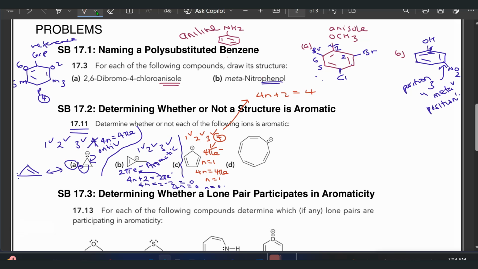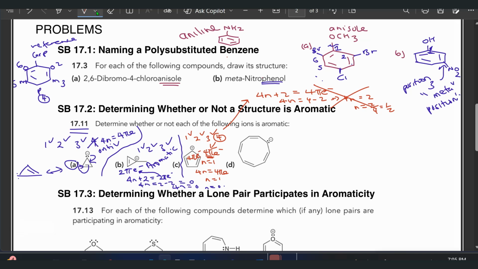4n plus 2, remember again, if the number of pi electrons is divisible by 4, that's the shortcut to note it's anti, especially if you're checking off 1, 2, 3. So 4n plus 2 equals 4 pi electrons. Let's test. 4n equals 4 minus 2. 4n equals 2. n equals 2 over 4 is 1 over 2. It fails, which is why I did not want to test it anyway.